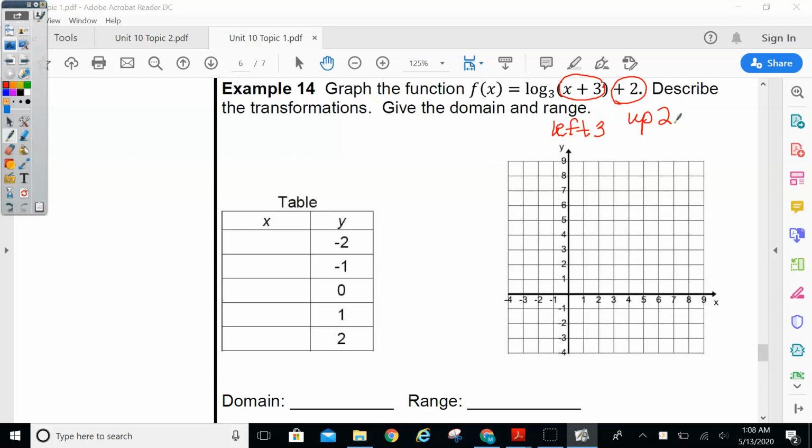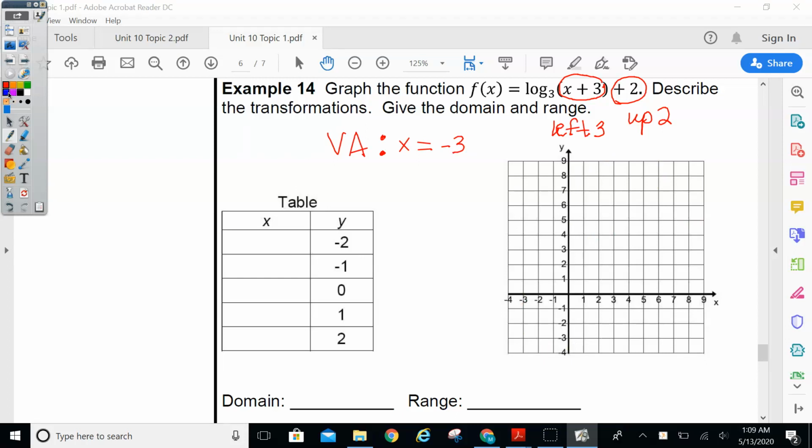So which one of these gives me my vertical asymptote? The vertical asymptote is going to be the h value, so it's going to be x equals -3. So that's where my vertical line is going to be, over here at -3.